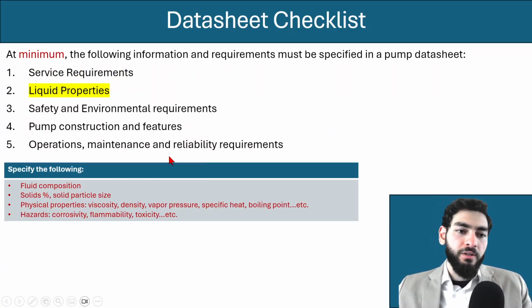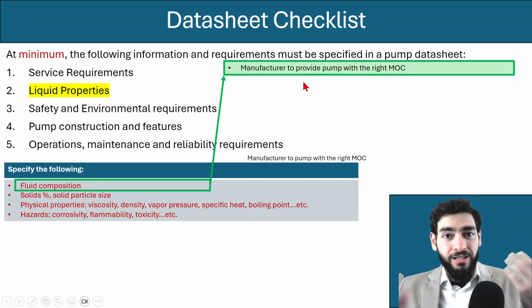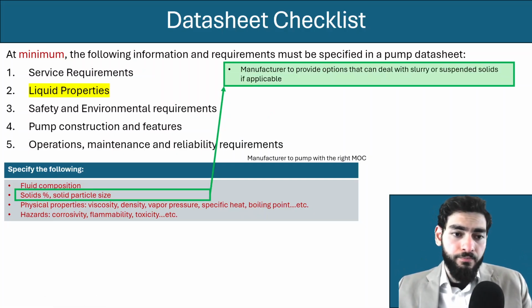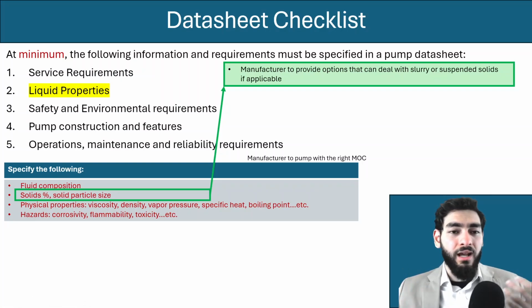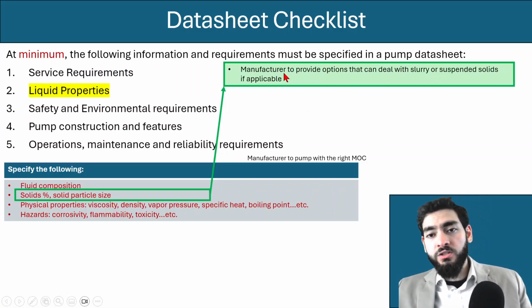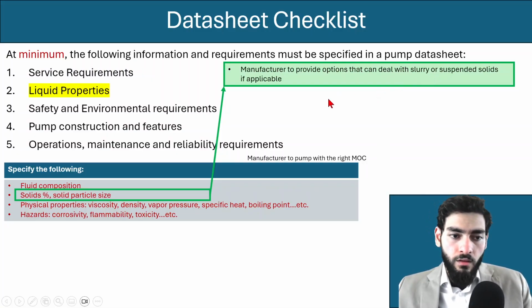For the liquid properties, you really want to specify the fluid composition, because that is going to allow the pump manufacturer to help you with the right materials of construction. The solids percent, and whether or not it's a slurry, and what kind of solid particle size the pump will see, because then the manufacturer can provide you options of pumps that can deal with slurries or suspended solids.